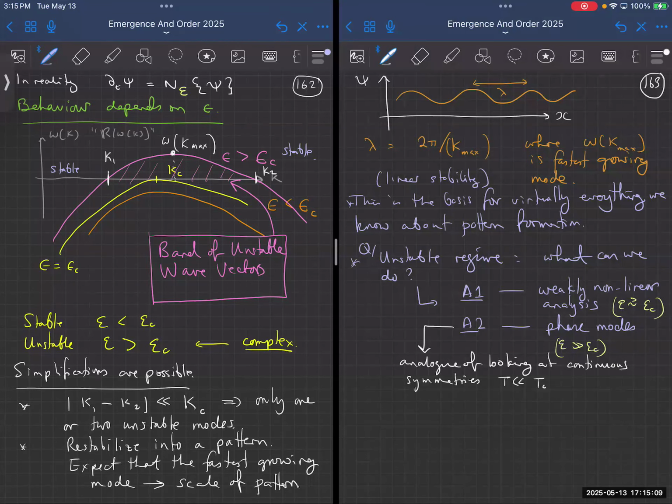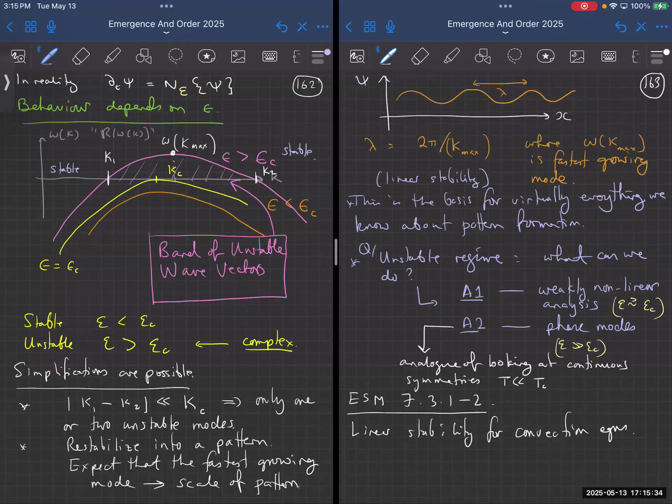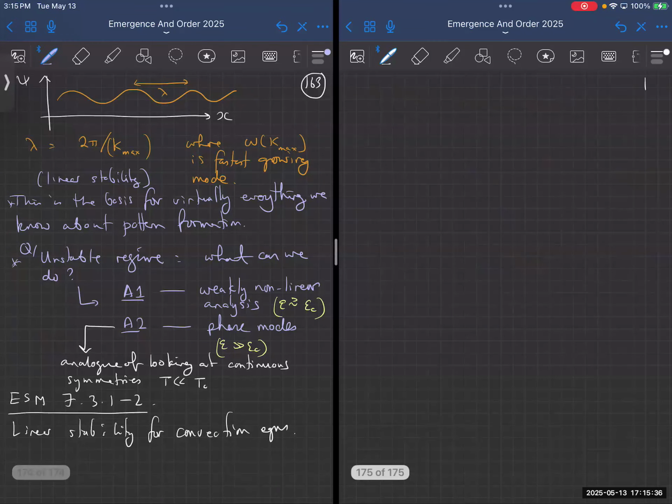So the next thing we're going to look at is in ESM 7.3.1 and 2. We're going to look at the linear stability analysis for our convection equations. You're not going to follow the algebra in real time, so don't worry about that. Let me show you how it works.